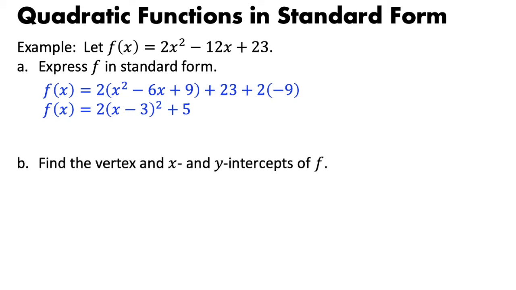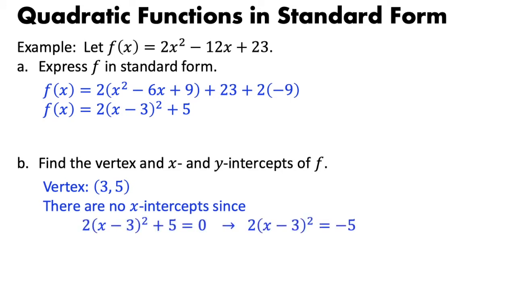Then we're asked to find the vertex, x-intercept, and y-intercept of f(x). The vertex is (h, k), as we saw in the previous slide, so in this case it is (3, 5). The leading coefficient is positive, and the parabola opens upward, starting at (3, 5). So there is no x-intercept because the graph will never get to the x-axis. We can see this by doing some algebra as well: 2(x − 3)² + 5 has to equal 0, which cannot happen.